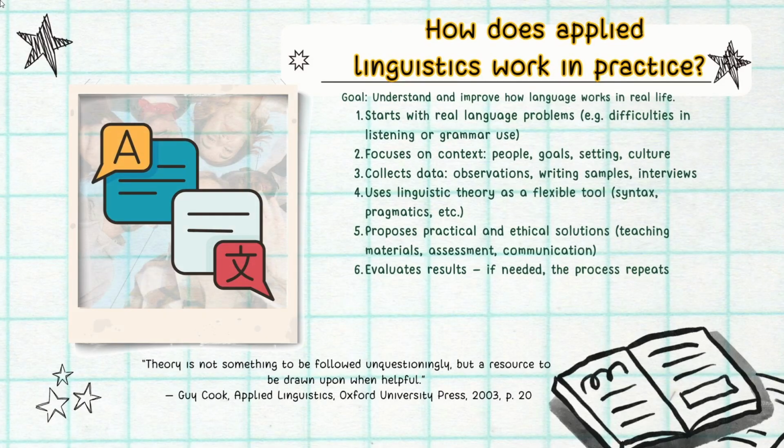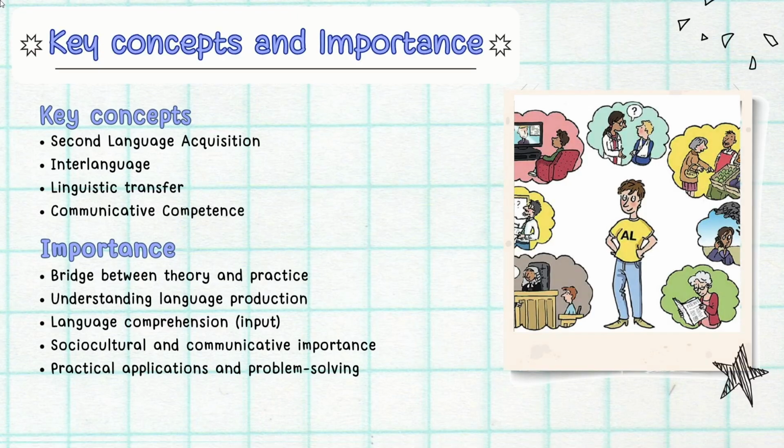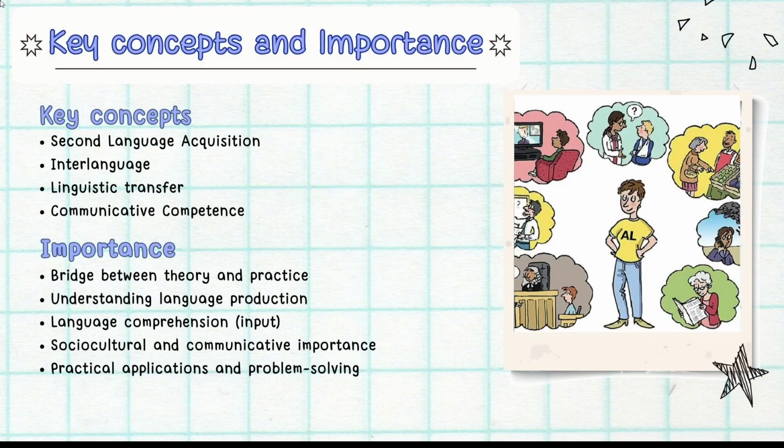I explain some key concepts and rules, why applied linguistics matters, and I also give you examples from English to make everything clear. Let's start with the basics. What is applied linguistics? Applied linguistics is a type of research that uses knowledge about language to solve real-world problems.